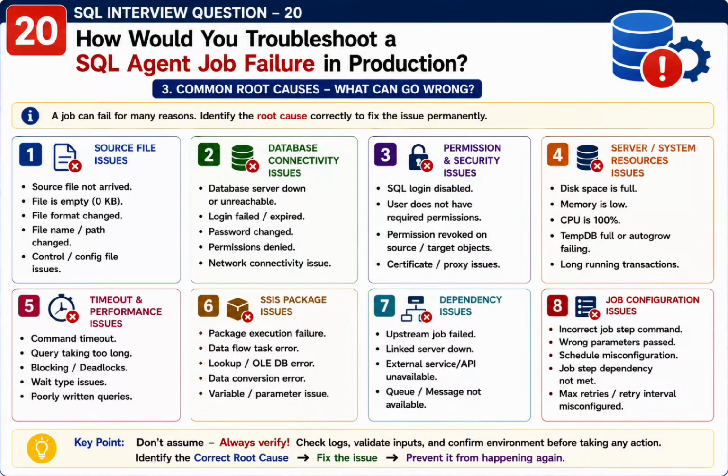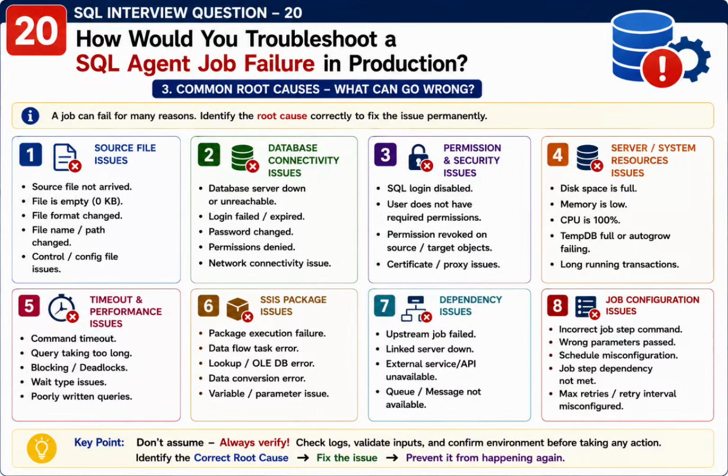If the job uses SSIS, package level problems such as lookup failures, data conversion errors or missing variables can also cause failures. Sometimes the SQL agent job itself is configured incorrectly. Wrong schedules, incorrect job step commands, invalid parameters or failed dependent jobs can all result in job failure. So the key point is never assume the cause. Always verify it with the logs and evidence.